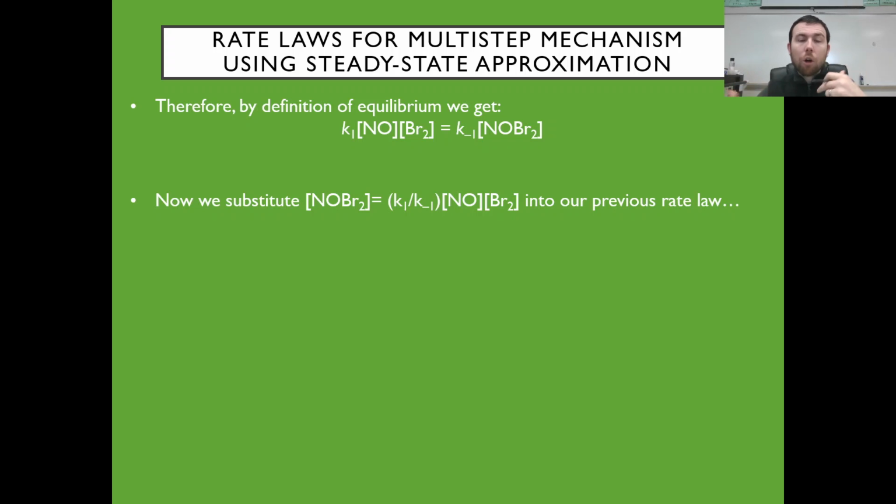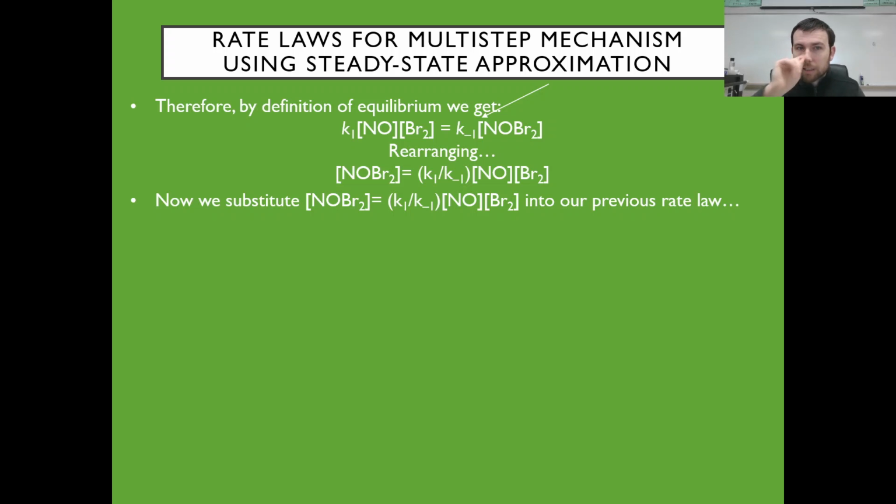Now, if you guys are following along with me here, you could think of this algebraically, right? We can isolate the term NOBr2 by itself by simply dividing by the rate constant of the reverse process. When we do that, we say that the concentration of NOBr2 is going to be equal to k1 over k negative 1 times the concentration of NO times the concentration of Br2, right? So now we've isolated it: this is what NOBr2 is equal to based on our equilibrium step.